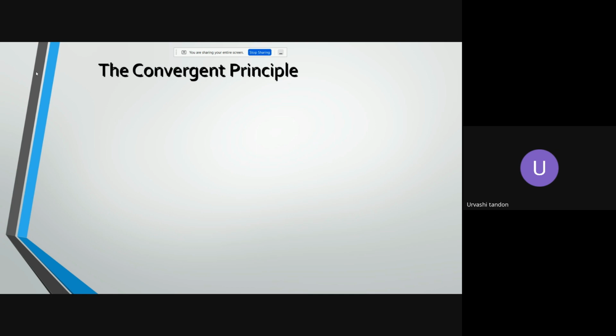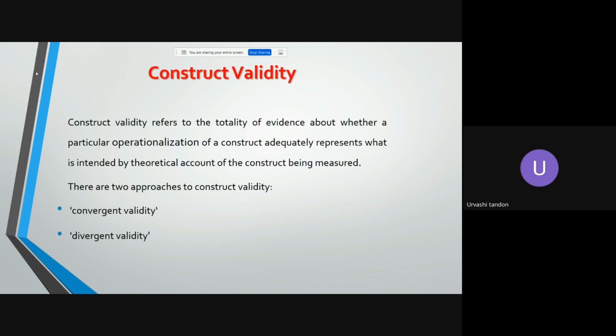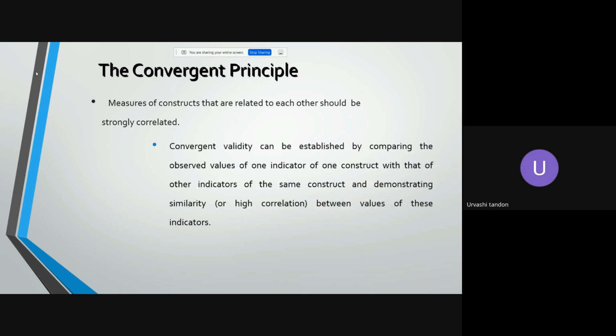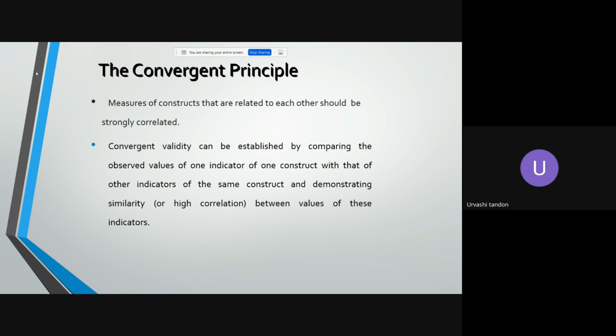Now, important is this convergent principle. What does this say? Because when I was talking about construct validity, I said it's of two parts: convergent and divergent. So what is the convergent principle? Convergent says that measures of constructs that are related to each other should be strongly correlated, right? Now, let's see how we do this. We compare the observed value of one indicator of one construct with that of other indicators of the same construct. I'll explain it with the help of an example. So just forget about the definition, try to understand the concept. This is what I can request.